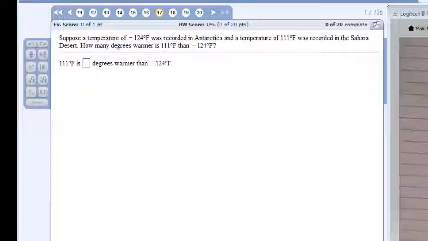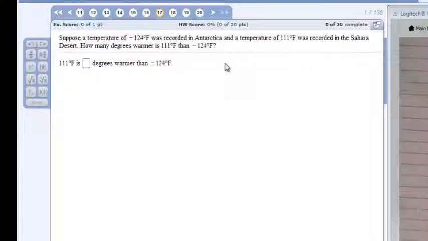Okay, once you get your homework open for Chapter 1, Section 7, go to problem 17. And this is going to be one of the word problems that you will have to do. So let's look at it. It says, suppose the temperature of negative 124 degrees Fahrenheit was recorded in Antarctica, and the temperature of 111 degrees Fahrenheit was recorded in the Sahara Desert. How many degrees warmer is 111 than negative 124?